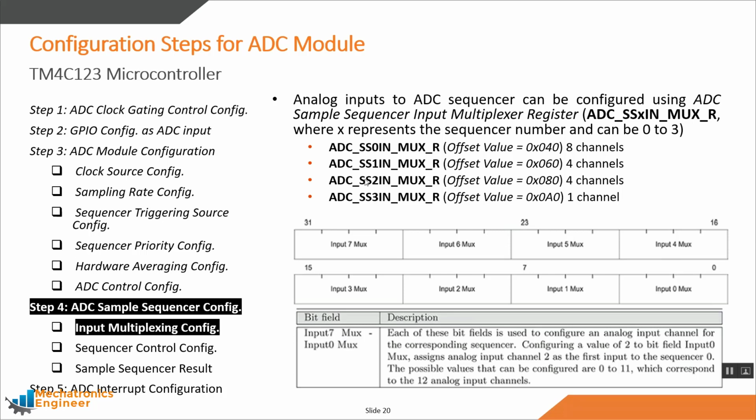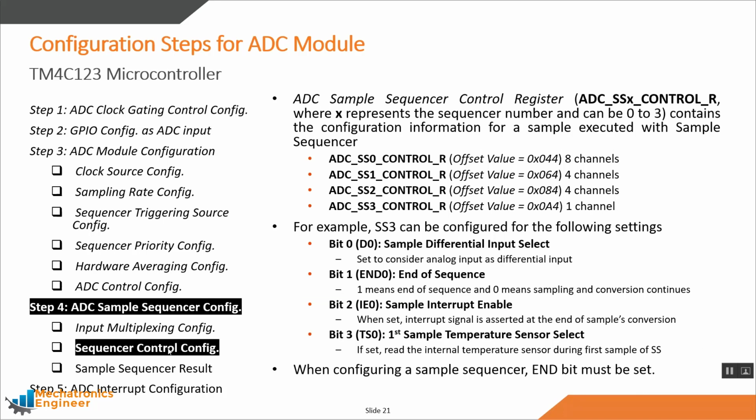For sample sequencer 1 and sample sequencer 2, we will have only these 4 input mux values, and for sample sequencer 3, only the input 0 mux value will be available. Each of these bit fields is used to configure an analog input channel for the corresponding sequencer. Configuring a value of 2 in the bit field input 0 mux assigns analog input channel 2 as the first input to sequencer 0. The possible values that can be configured, as discussed earlier, are 0 to 11, which correspond to the 12 analog input channels.